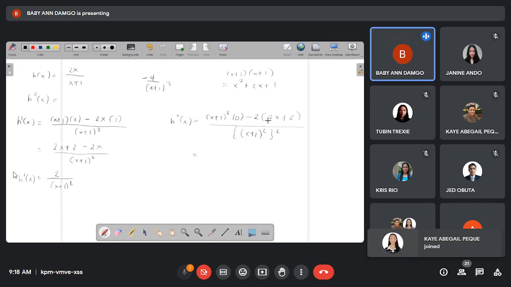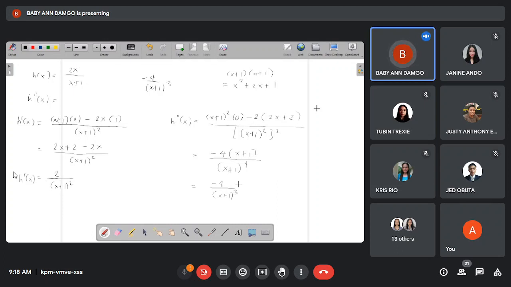So simplify. So this is negative. Let's factor out the 2. So this is negative 4 times x plus 1 all over x plus 1 to the 4th. Simplify. This is equal to negative 4 over x plus 1 cubed. Okay? So, very good. Same result.